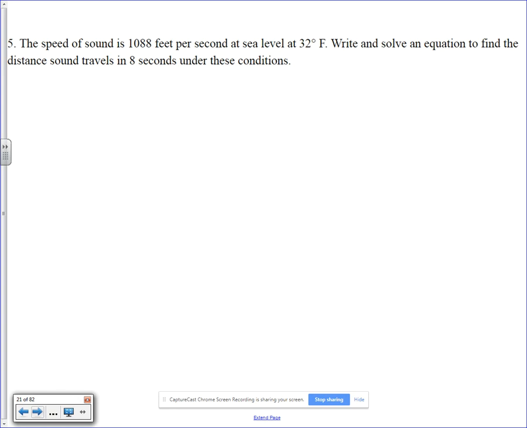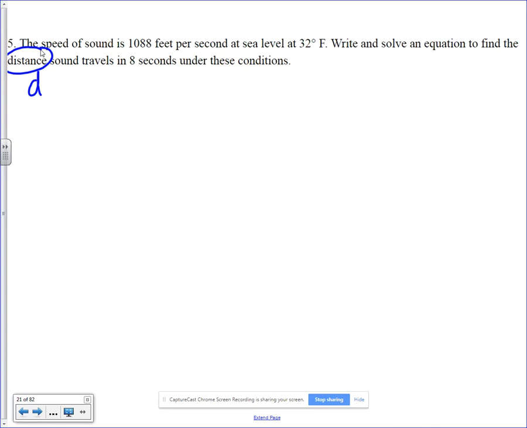At sea level at 32 degrees Fahrenheit. Write and solve an equation to find the distance sound travels in 8 seconds under these conditions. What am I trying to find? What's the end sentence say? What am I trying to find? The distance is what I'm trying to find. What do you want to use for distance? D.